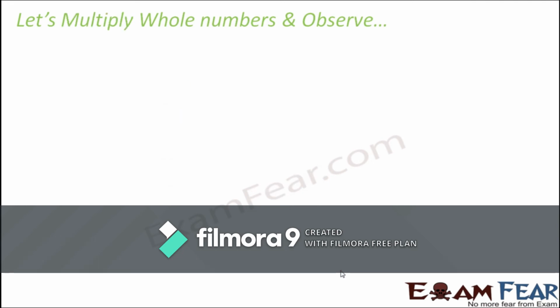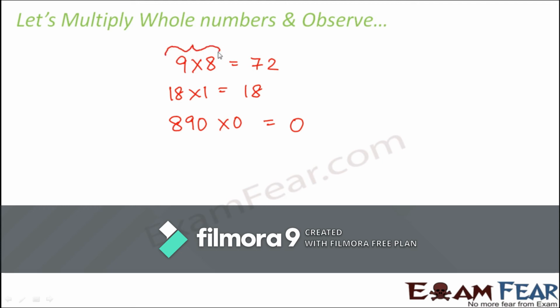Let's have a look at multiplication. So we will multiply some whole numbers. So 9 into 8 gives 72. 18 into 1 gives 18. Let's say 890 into 0. Anything multiplied by 0 gives 0. Do you know why? Because whenever we say that something is multiplied by something, let's say when we say 9 is multiplied by 8, that means 9 is added 8 times. That is the meaning of it. That we are actually adding 9 for how many times? For 8 times. That's the meaning of 9 into 8.